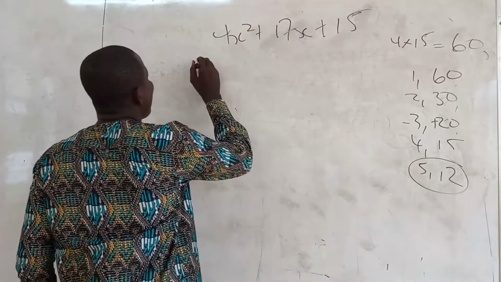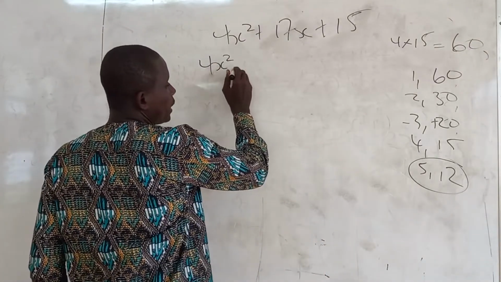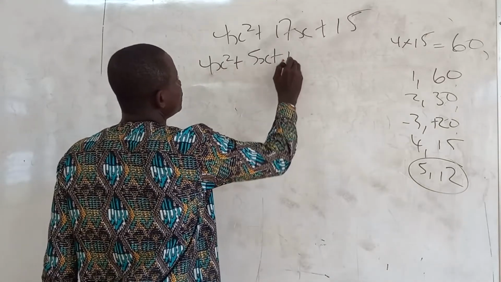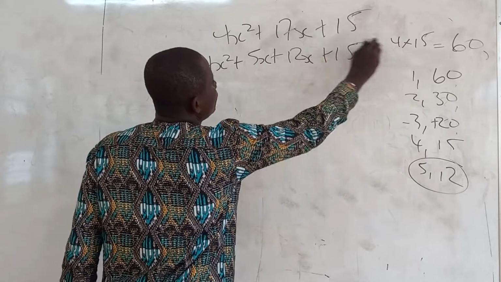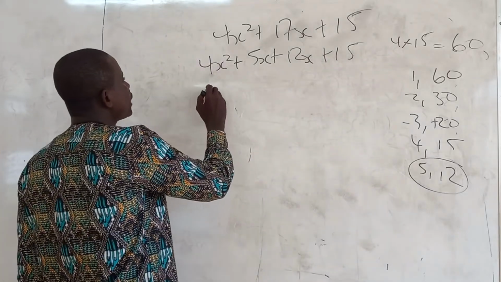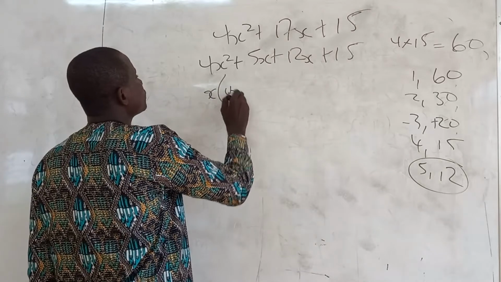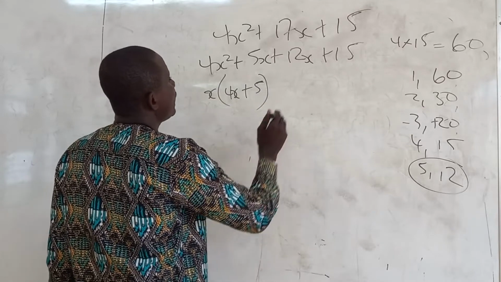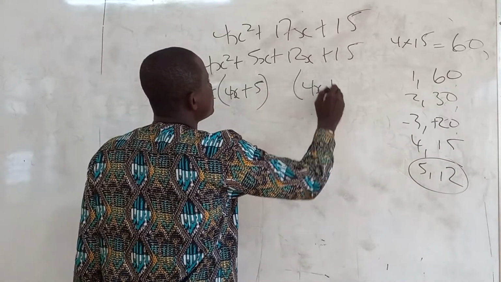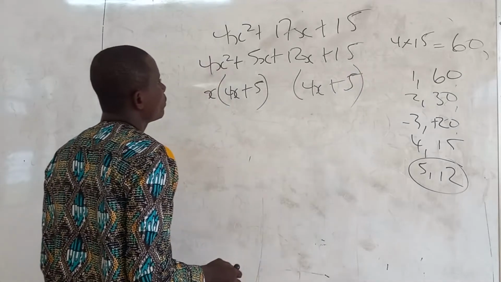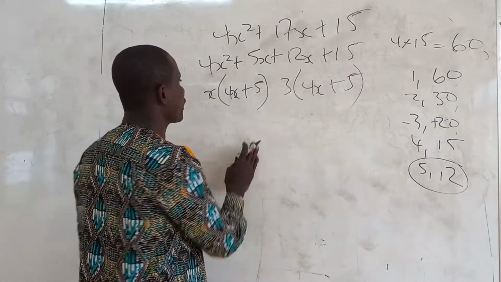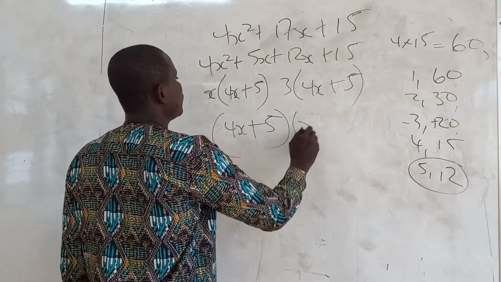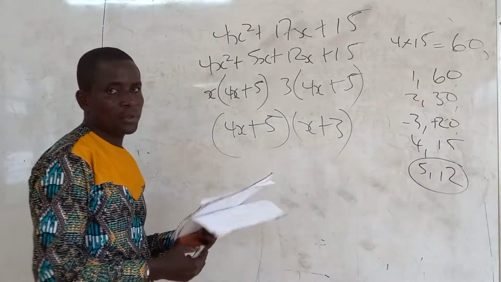So here, you have 4x squared, since it is addition, plus 5x plus 12x plus 15. So the common factor here is x. So here becomes 4x plus 5. And here becomes, we repeat this one, 4x plus 5. So what is common here is 3. Okay. So I'm having 4x plus 5, then x plus 3. So working it out.